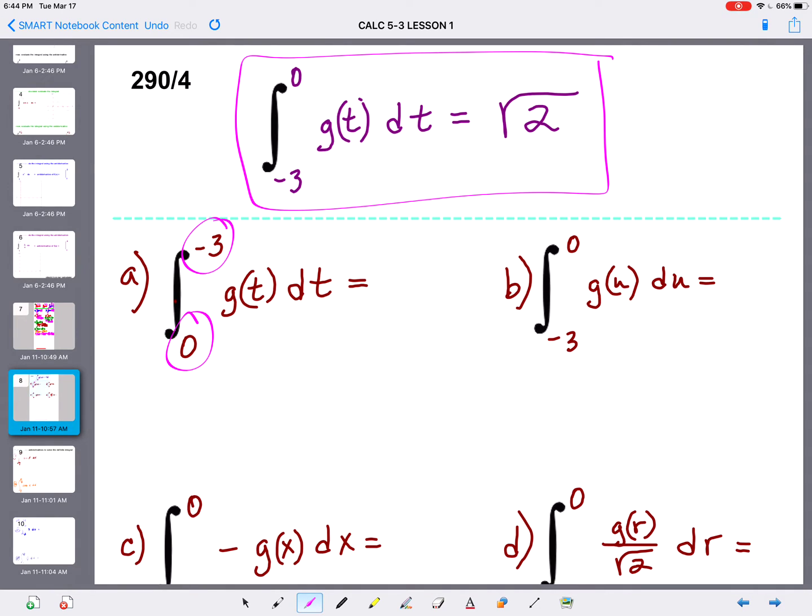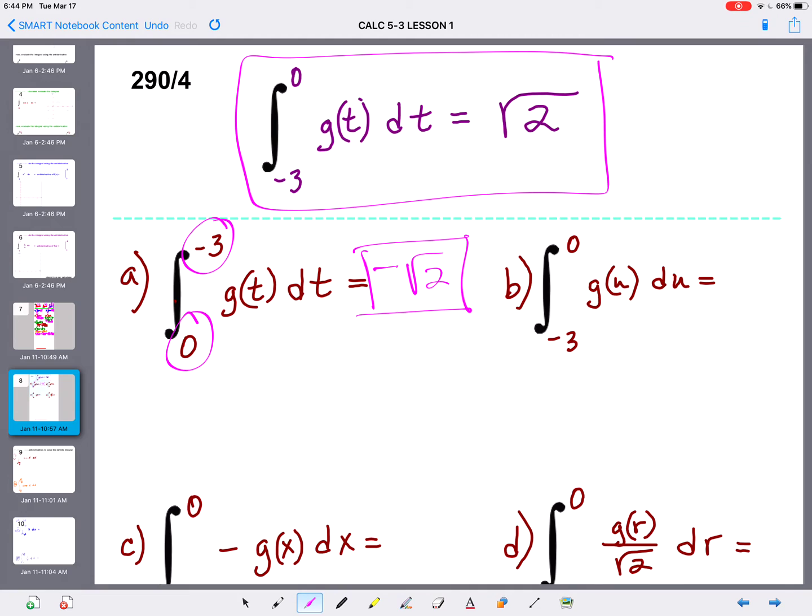The original one was -3 to 0. This is 0 to -3. Same function. Hey, we're just going from right to left instead of left to right. So instead of that area being √2, it's going to be -√2.